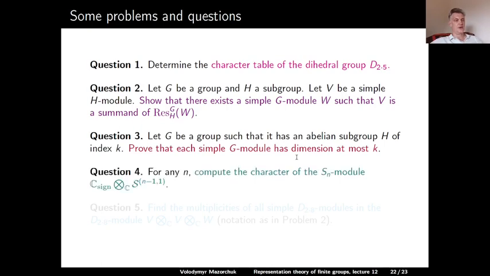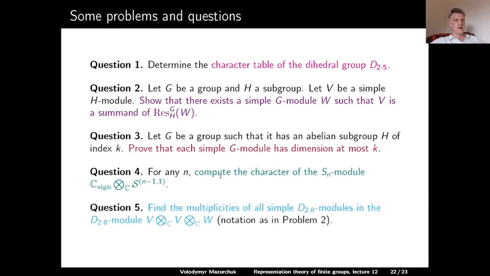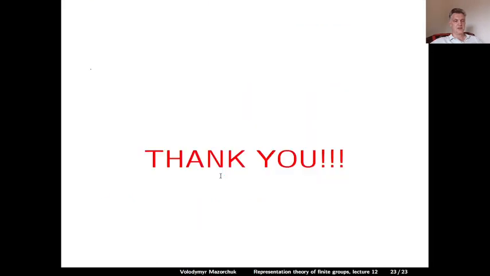Question 4. For any n, compute the character of the S_n module given by the tensor product of the sign S_n module with a simple module S^(n-1,1). And finally, question 5. Find the multiplicities of all simple D_{2×8} modules in the D_{2×8} module given by the tensor product of V with itself and then with W. And we use a notation as in problem 2 in the lecture. Thank you very much and see you next time.